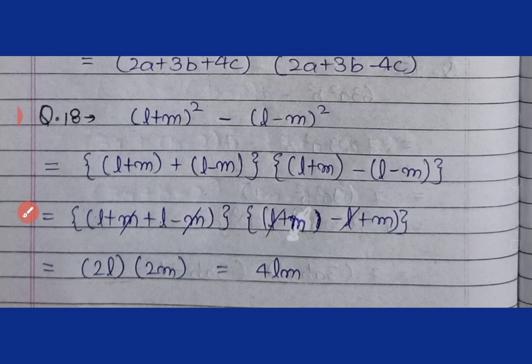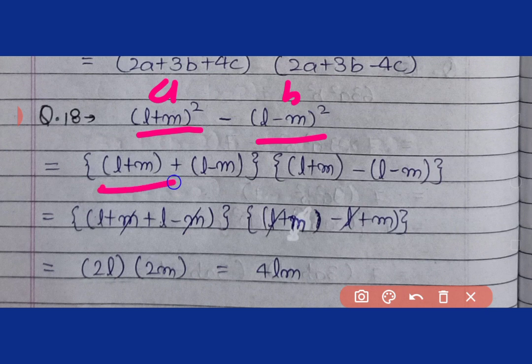Now next, the most important question, in which you will enjoy. It has given (L plus m) square minus (L minus m) square. We can take this as A and this as B. So we can write here A square minus B square. Now I have written here A plus B and A minus B. A value is L plus m, A plus B means L minus m, and in the second bracket A minus B. So both terms are given here.